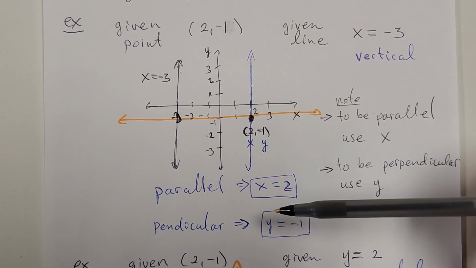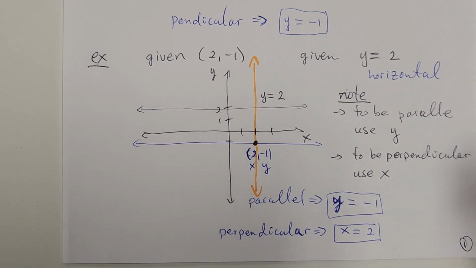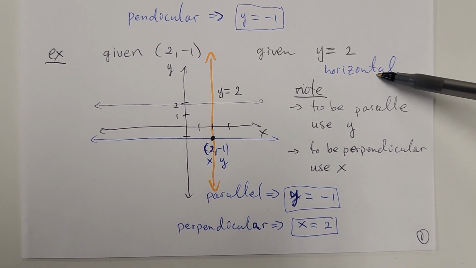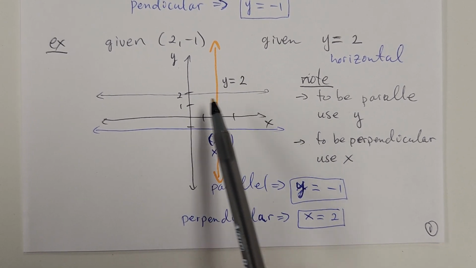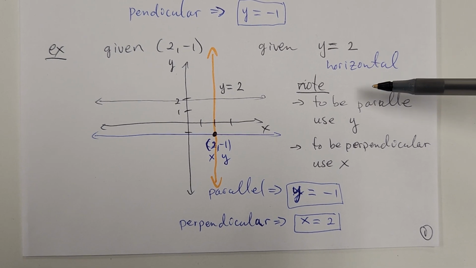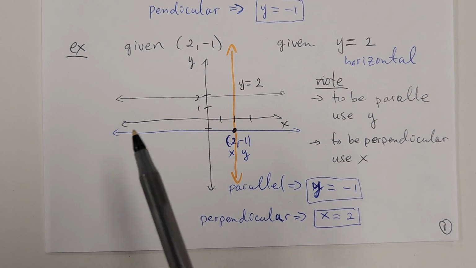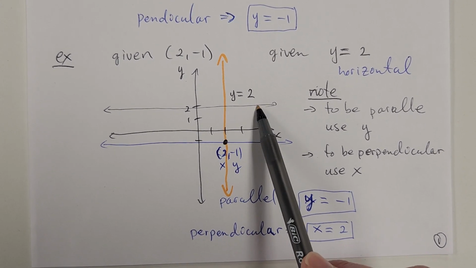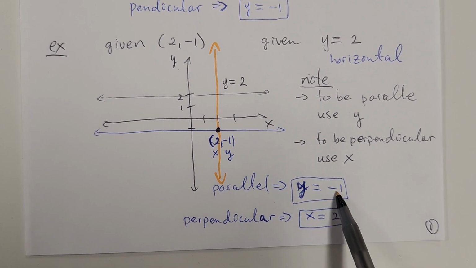Okay, next example, similar to this, but instead of vertical line, it will be horizontal line. So y equal 2 is horizontal line. So here's my horizontal line at y equal 2. Using our note, to be parallel with the horizontal line, you use the letter y. So here's the blue line. The blue line is parallel to this black line. So therefore, we are using the letter y, which is -1.